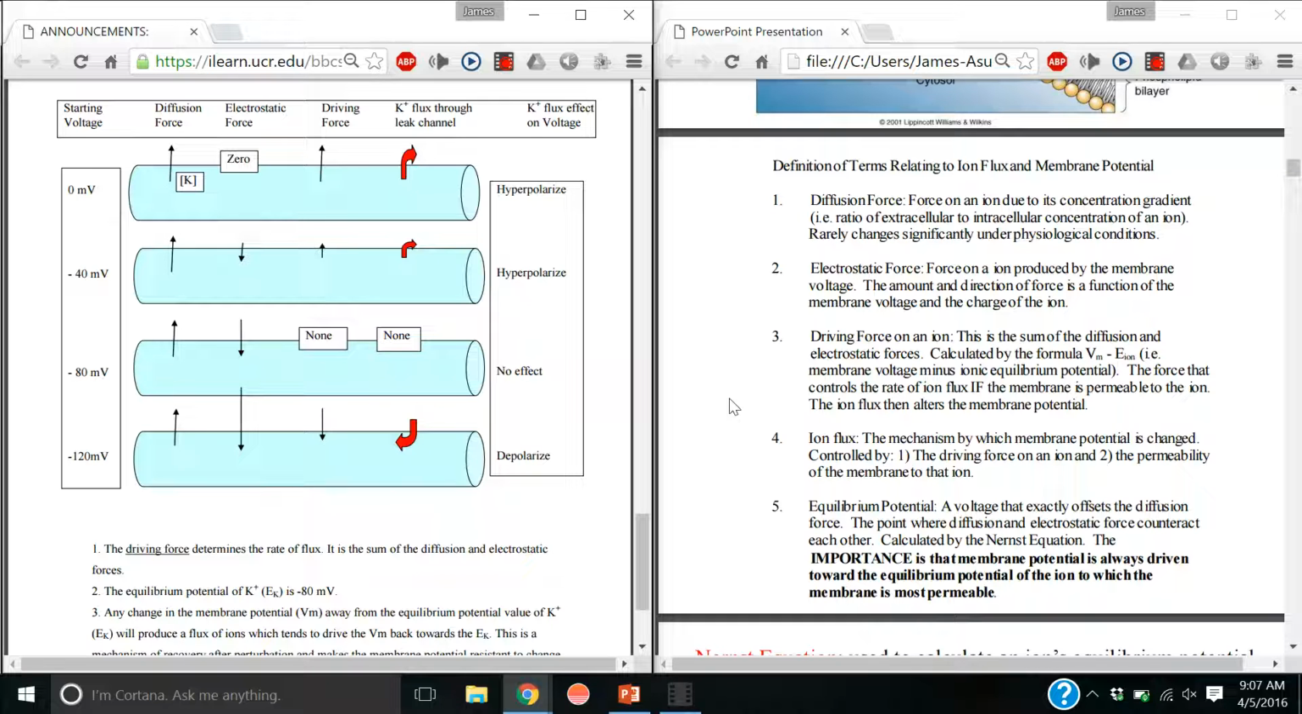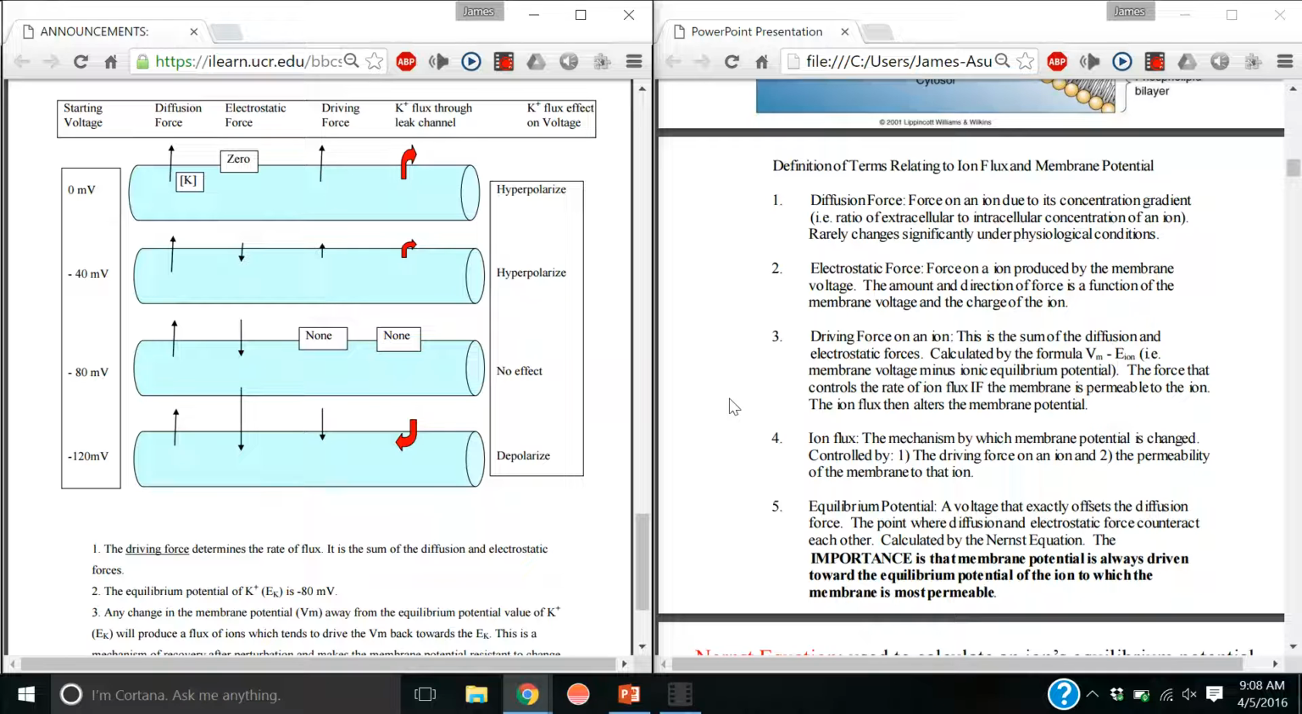Driving force and the permeability of the membrane to that ion. These are all in the notes, by the way, so don't worry about writing them down. I like to do that. I always find it useful for learning. Okay. And then the big bottom line is the importance of this functionally about equilibrium potential.